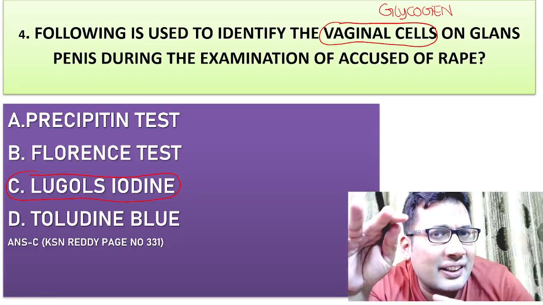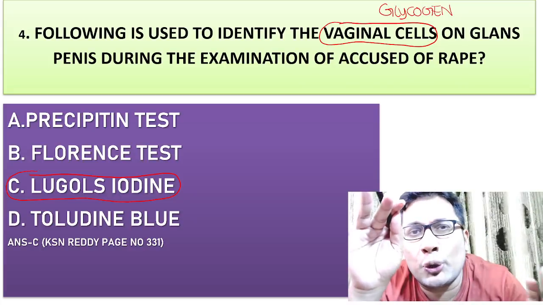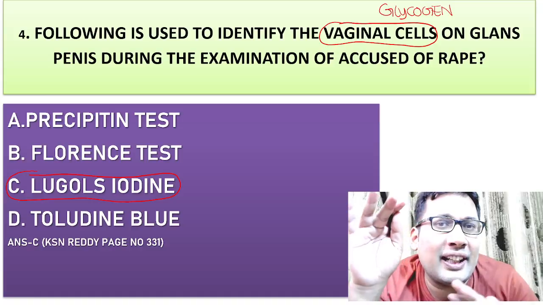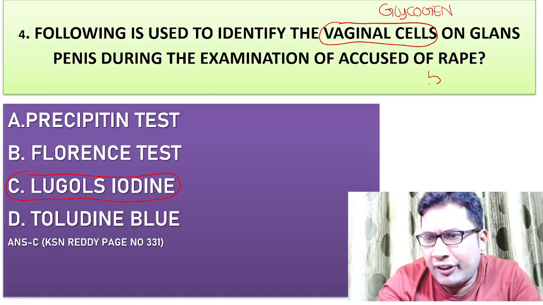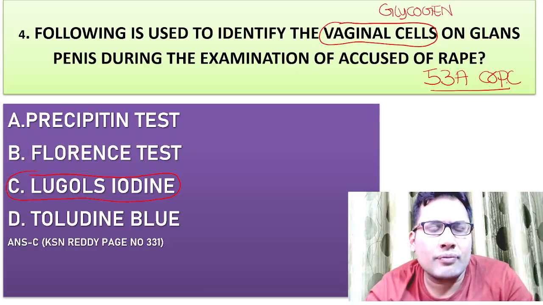The cells are rich in glycogen. They are used in the examination of the accused of rape. Remember, the accused of rape comes under 53A CrPC. 53A CrPC can be asked in the upcoming NEET PG examination.